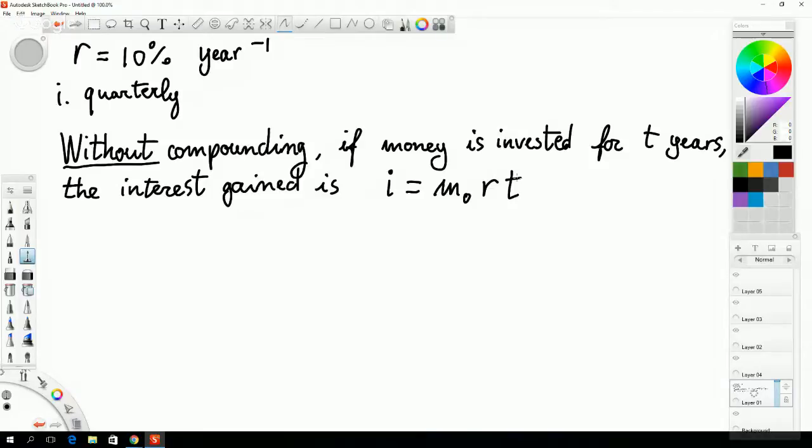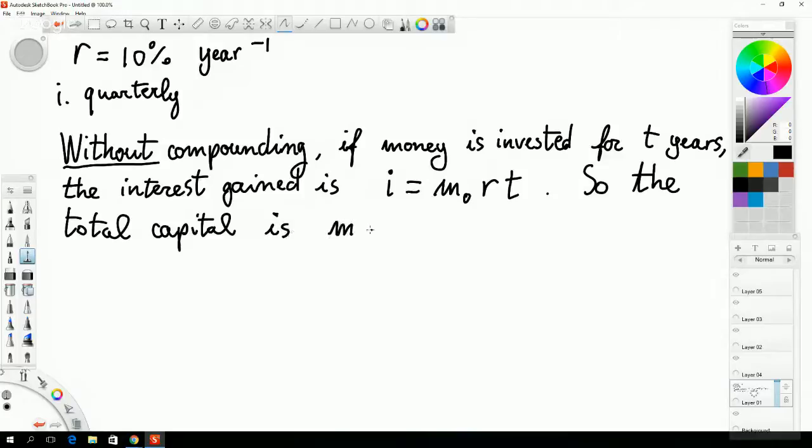And so in particular, the total capital, let's call it m, is going to be m naught, which is what you had at the beginning, plus the interest. So m naught times (1 plus RT). So this is the fundamental thing to realize.